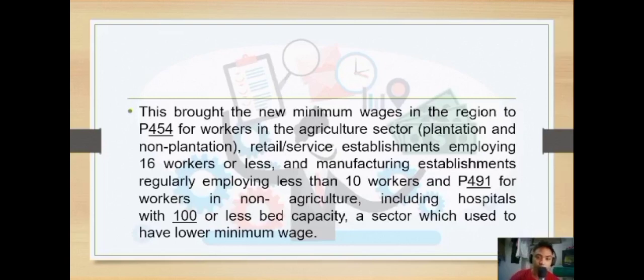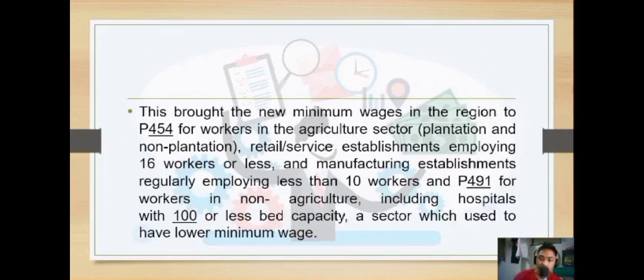So, upon the effectivity of the wage order issued, this brought the new minimum wages in the region to 454 pesos for workers in the agricultural sector, either plantation or non-plantation. We also have retail or service establishments that have 16 workers or less, and those in manufacturing establishments regularly employing less than 10 workers.